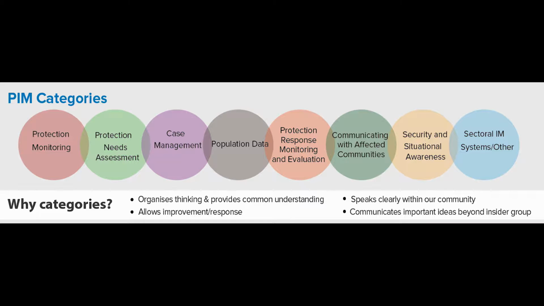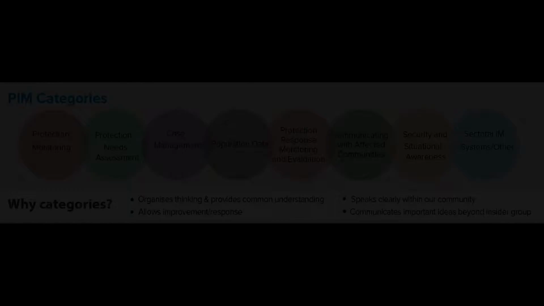PIM stakeholders have also further organized and refined the categories of PIM, which are protection monitoring, protection needs assessment, case management, population data, protection response monitoring and evaluation, communicating with affected communities, security and situational awareness, and lastly, other sectoral IM systems. The matrix of PIM categories serves to provide an overview in which each PIM category has a distinct purpose and outputs in terms of data and information. The PIM categories help us to organize our thinking, to understand basic rules of what separates one category from another, to speak clearly within our teams and community, and to communicate important ideas beyond and inside a group, and not least to enable sharing, coordination, and collaboration.